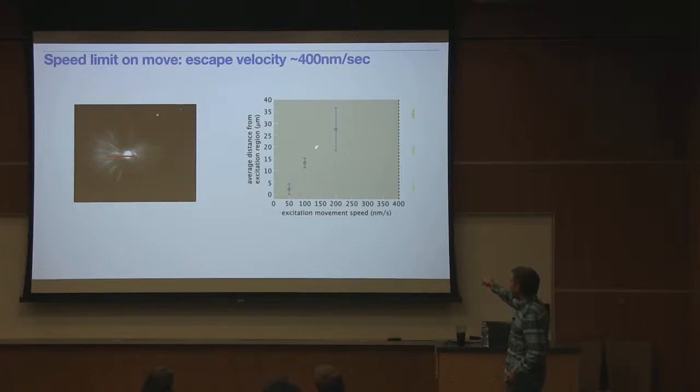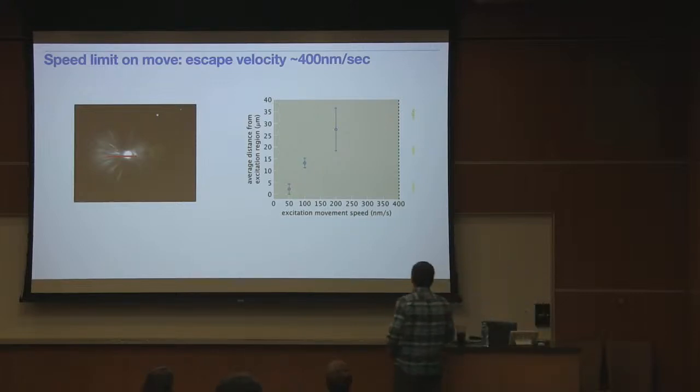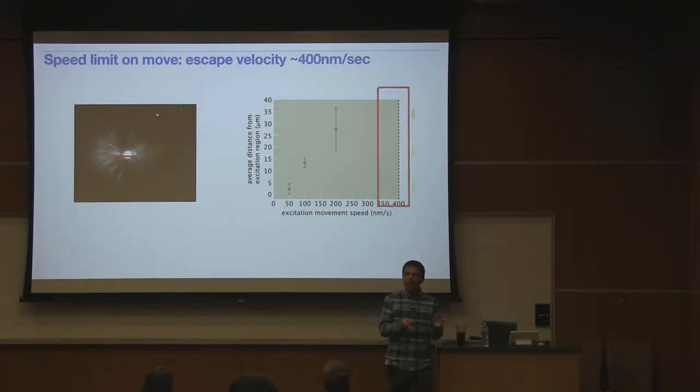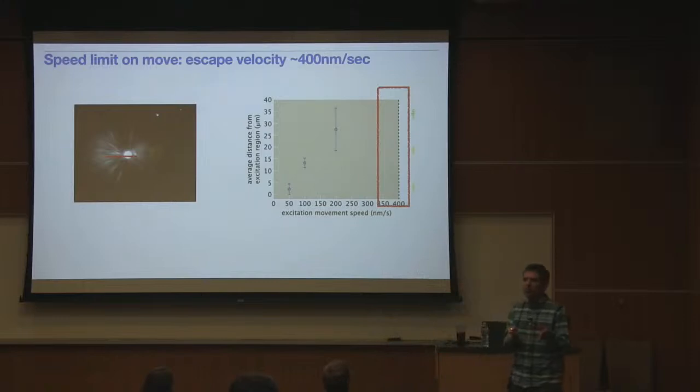And you can track this gap as a function of the speed at which you're moving the light disk. And the interesting thing is that this gap grows and grows and grows. And then there's a critical velocity, which in this system is about 400 nanometers per second. And at that critical velocity, the aster can no longer follow the light disk. So there's a fundamental speed limit on aster motility.